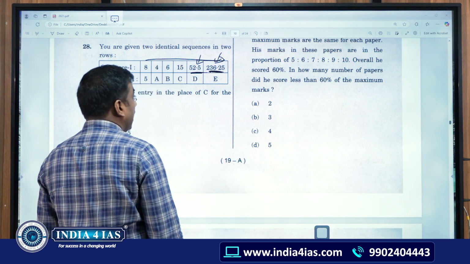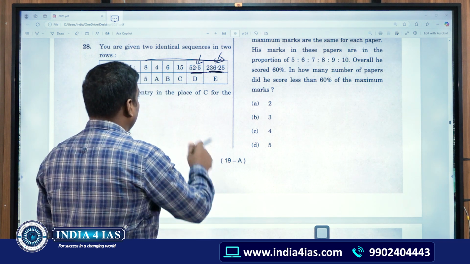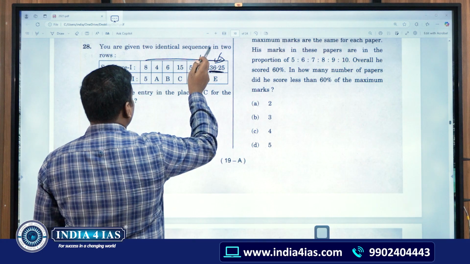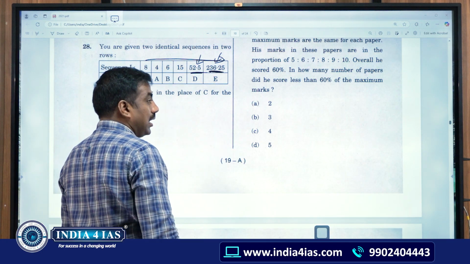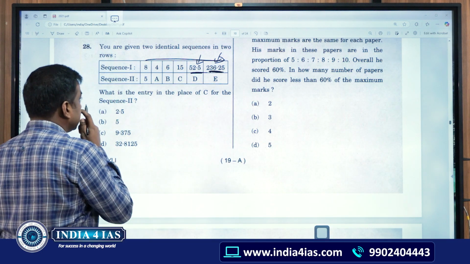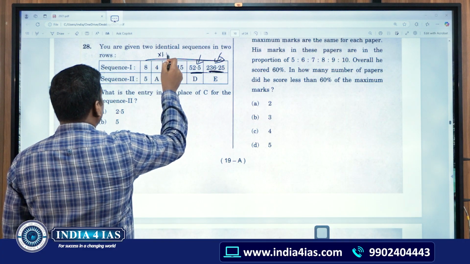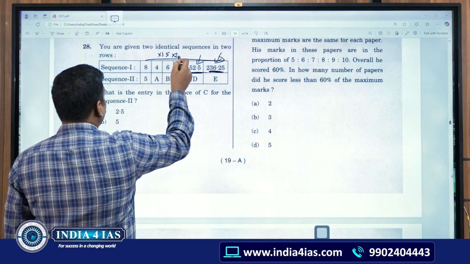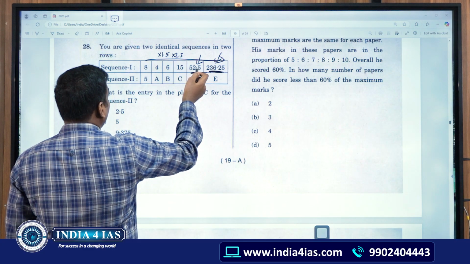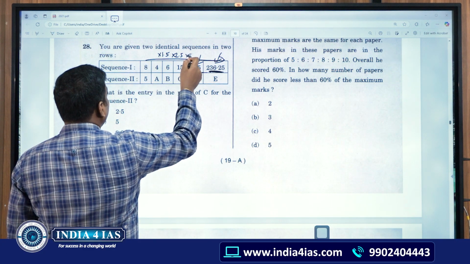That means 2 places after the decimal, here 1 place. So definitely we are multiplying by some decimal. So let us look here, 4 to 6. So 4 into 1.5 is 6. 6 into 2.5 is 15. So 52.5 divided by 15 is 3.5.